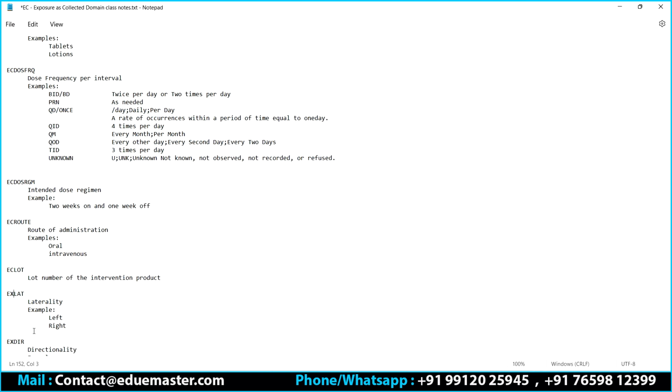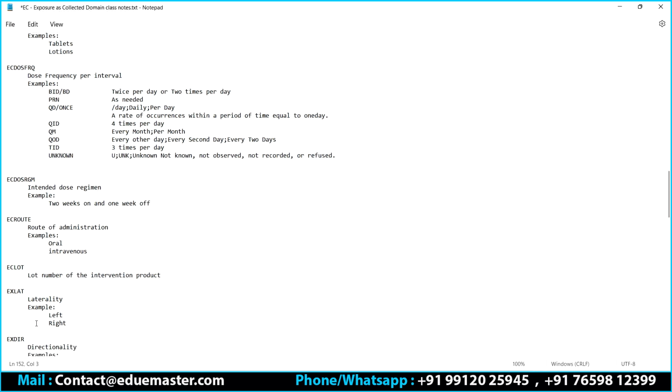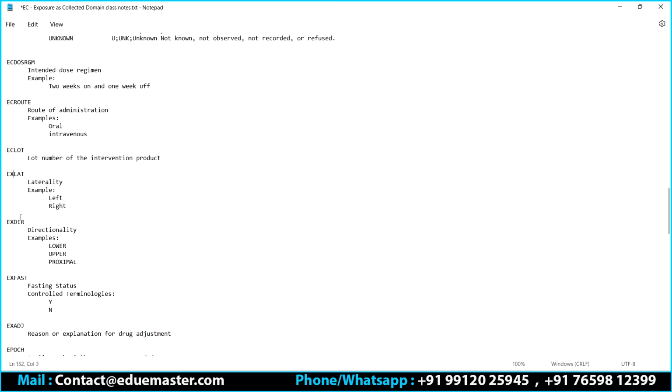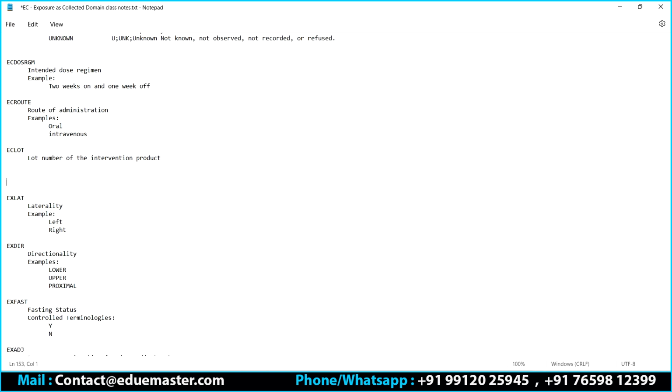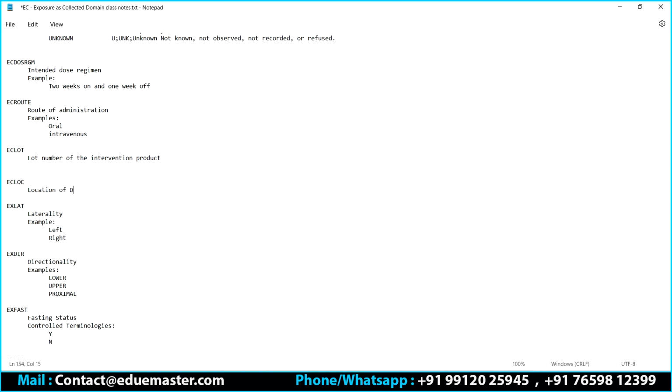Then I have EC location here. Okay. From here, I need to write a few more. So after EC lot, we have something called EC location. What is that? Location of the dose administration. This is one additional thing. I can call it location of dose administration.